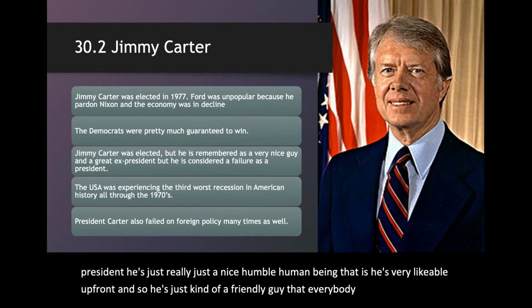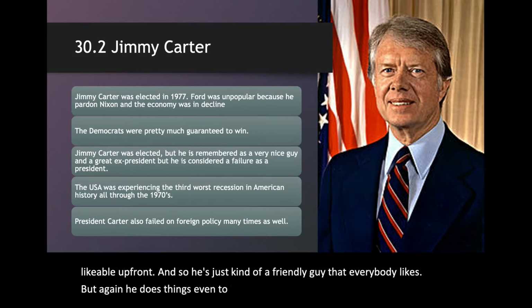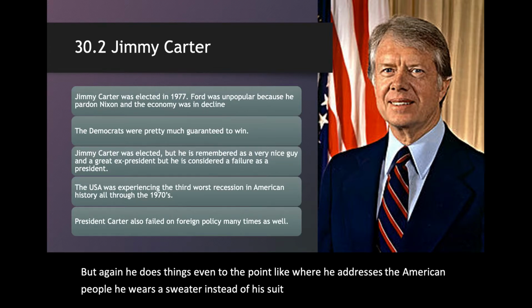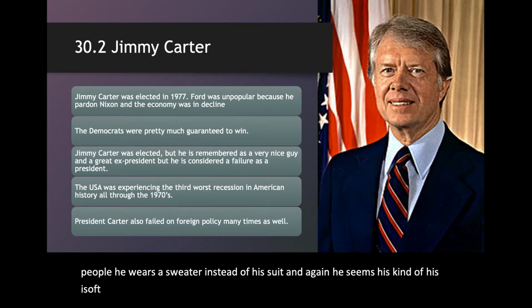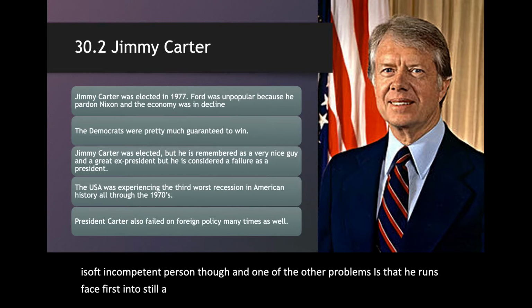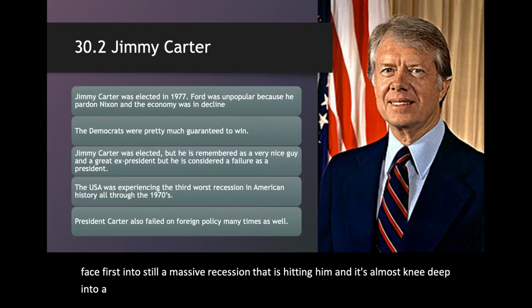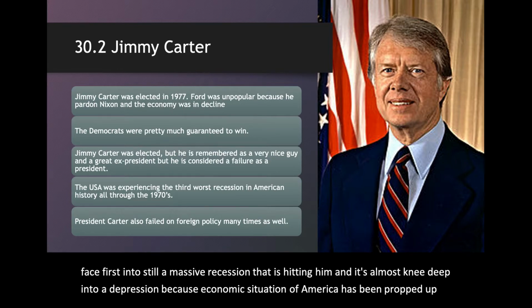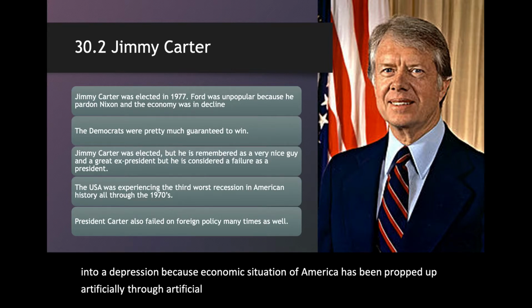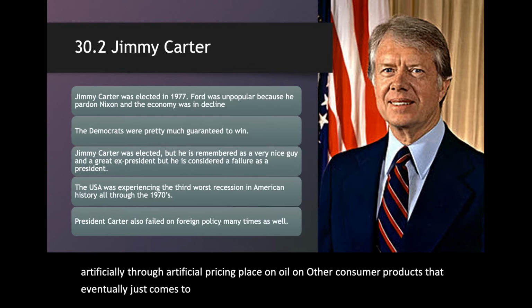But again, he does things even to the point where, when he addresses the American people, he wears a sweater instead of a suit. And again, he seems just kind of a soft, incompetent person, though. And one of the other problems is that he runs face first into still a massive recession that is hitting him. And it's almost knee deep into a depression because the economic situation of America has been propped up artificially through artificial pricing placed on oil and on other consumer products that eventually just comes to a head and blows up in his face.